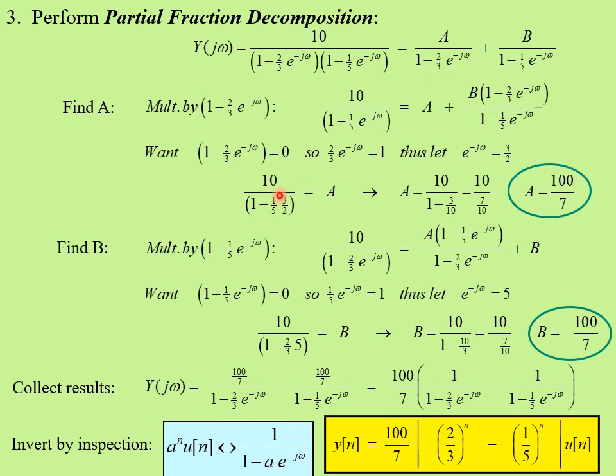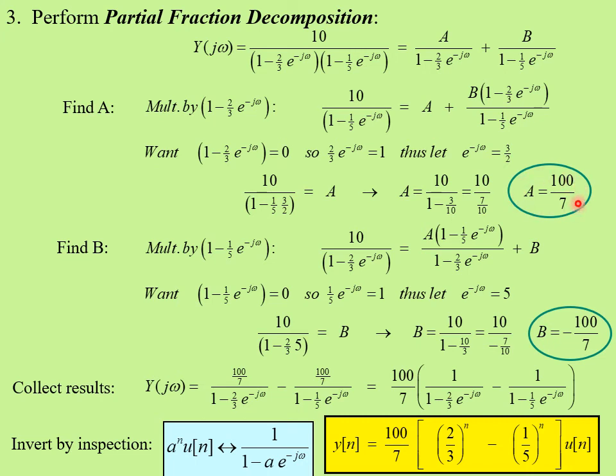So notice down here on the left side I have 10 over 1 minus 1/5 times 3/2. Here's the 1/5, and remember e to the minus j omega is equal to 3/2. So 1/5 times 3/2 is 3/10. So A is equal to 10 over 1 minus 3/10, and 1 minus 3/10 is 10/10 minus 3/10, which is 7/10. And so 10 divided by 7/10, remember when you divide by fractions, you multiply by the reciprocal, so we get A is equal to 100 over 7.